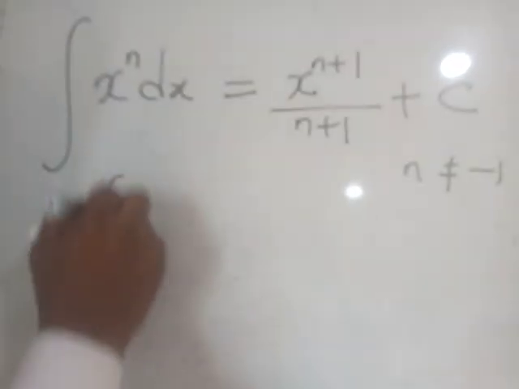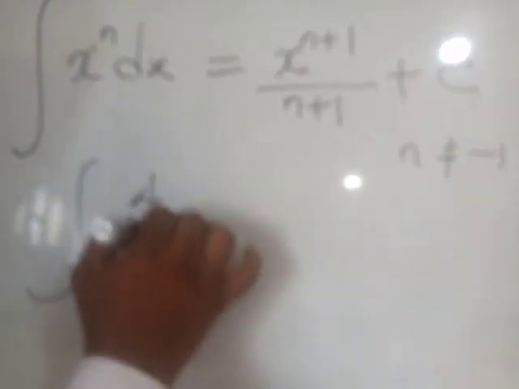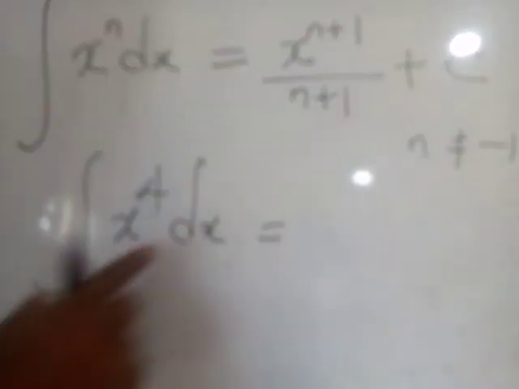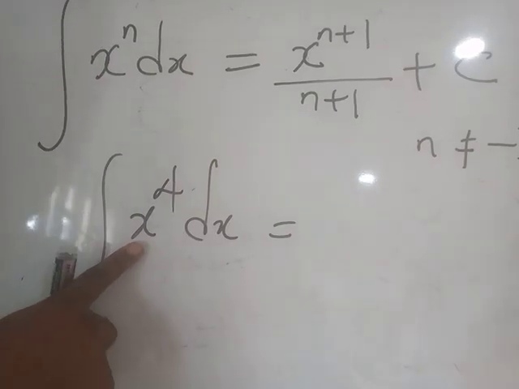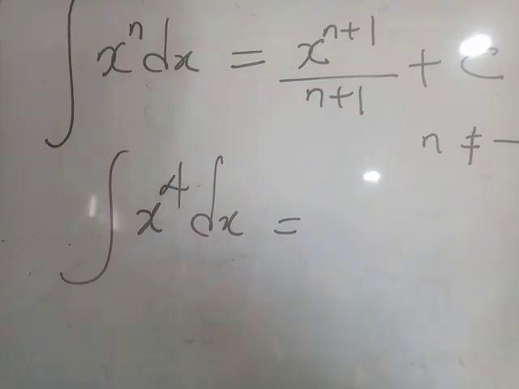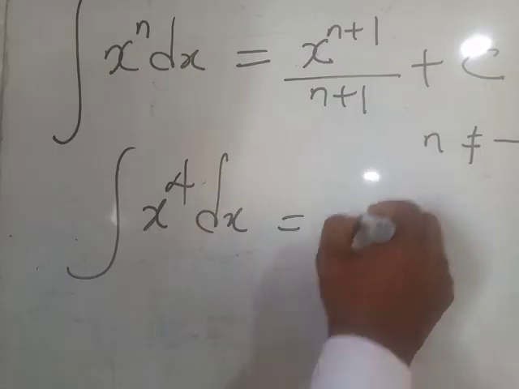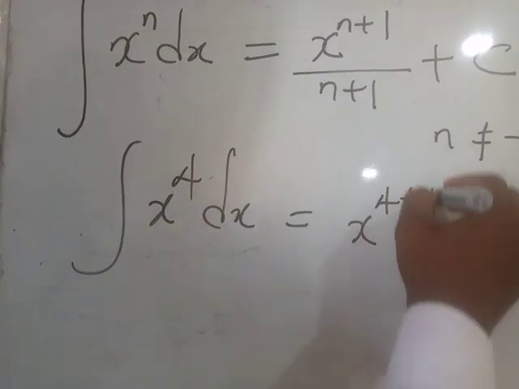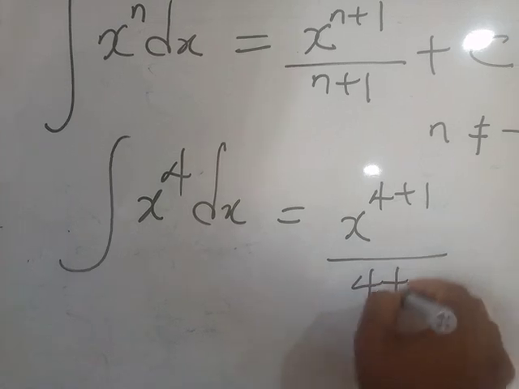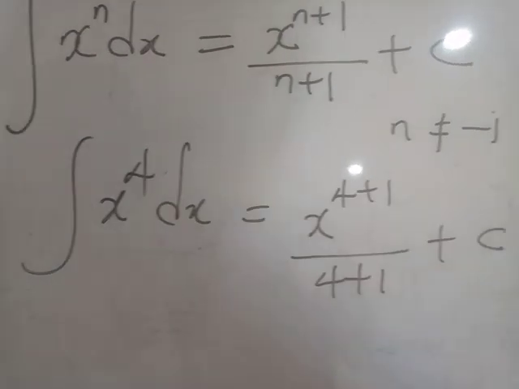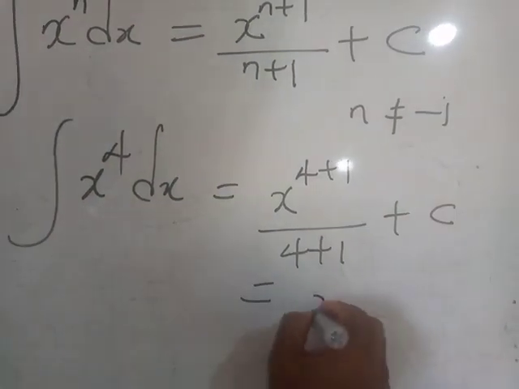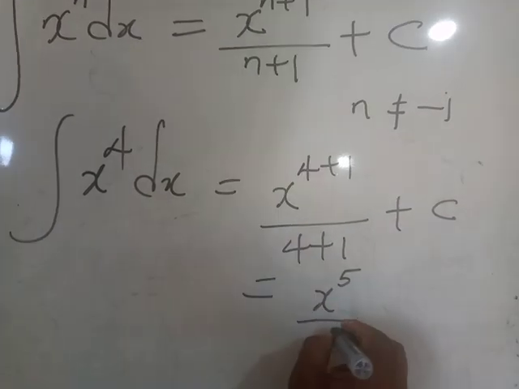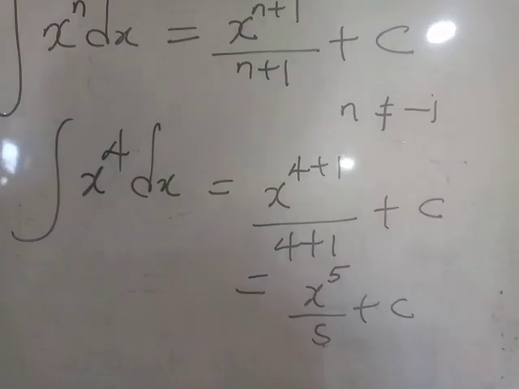Alright, so for example, if I'm given x raised to power 4 with respect to x to integrate, if I'm to integrate this with this formula, then I'm going to have x raised to power 4 plus 1 all over 4 plus 1, plus constant of integration. Then the final answer is going to be x raised to power 5 all over 5 plus constant of integration.